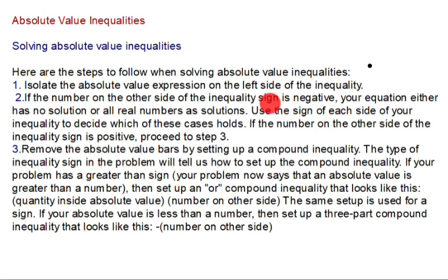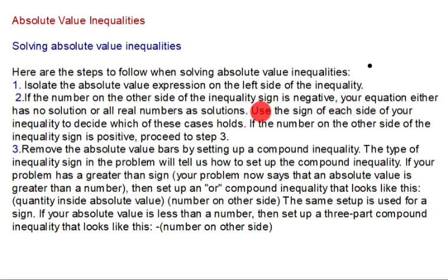If the other side of the inequality is negative and the inequality is greater than or equal to a negative number, then, when we say absolute value, we always mean a positive number or positive value. A positive value greater than or equal to a negative number is a statement that is always true. Always a positive number is greater than a negative number. So in this case, the absolute value inequality has all the real numbers as a solution.